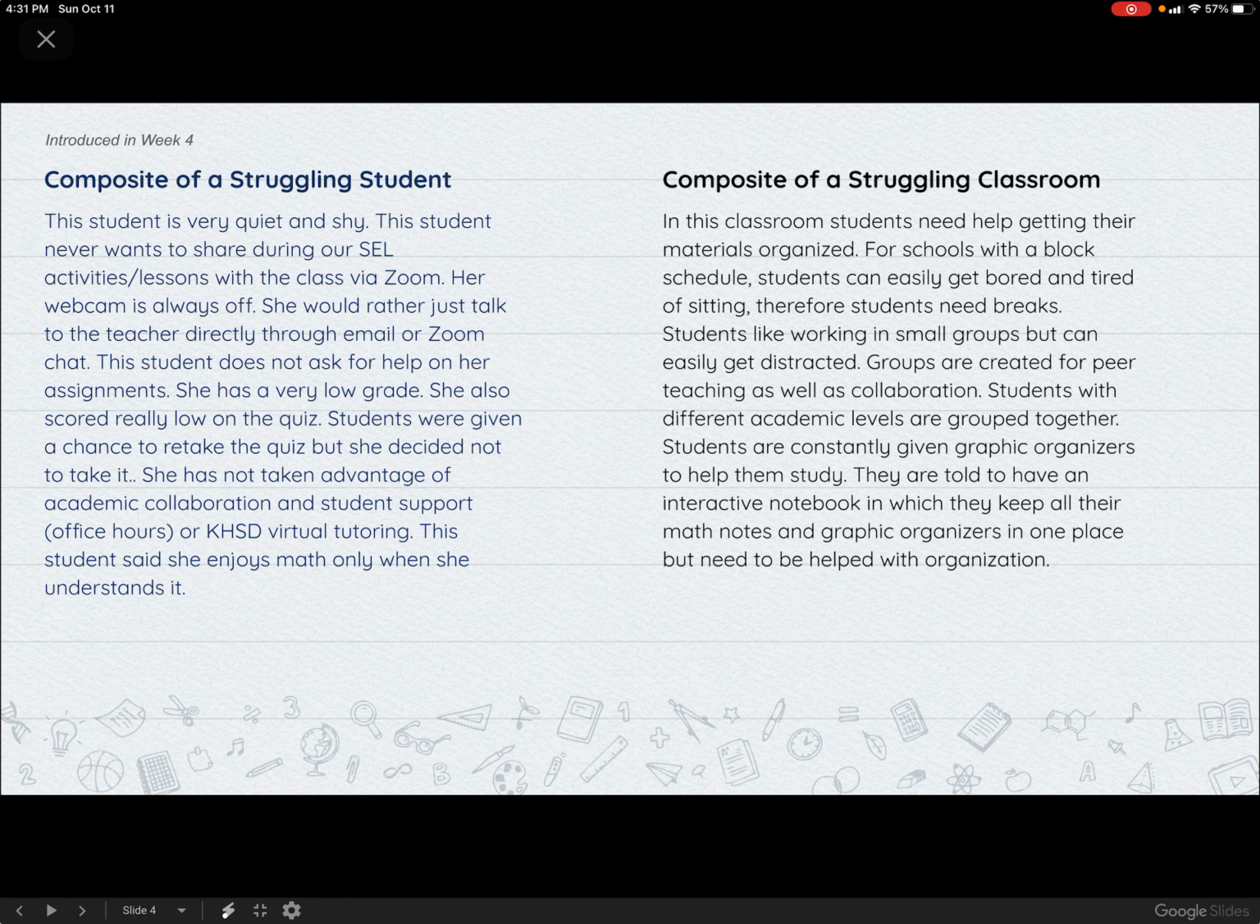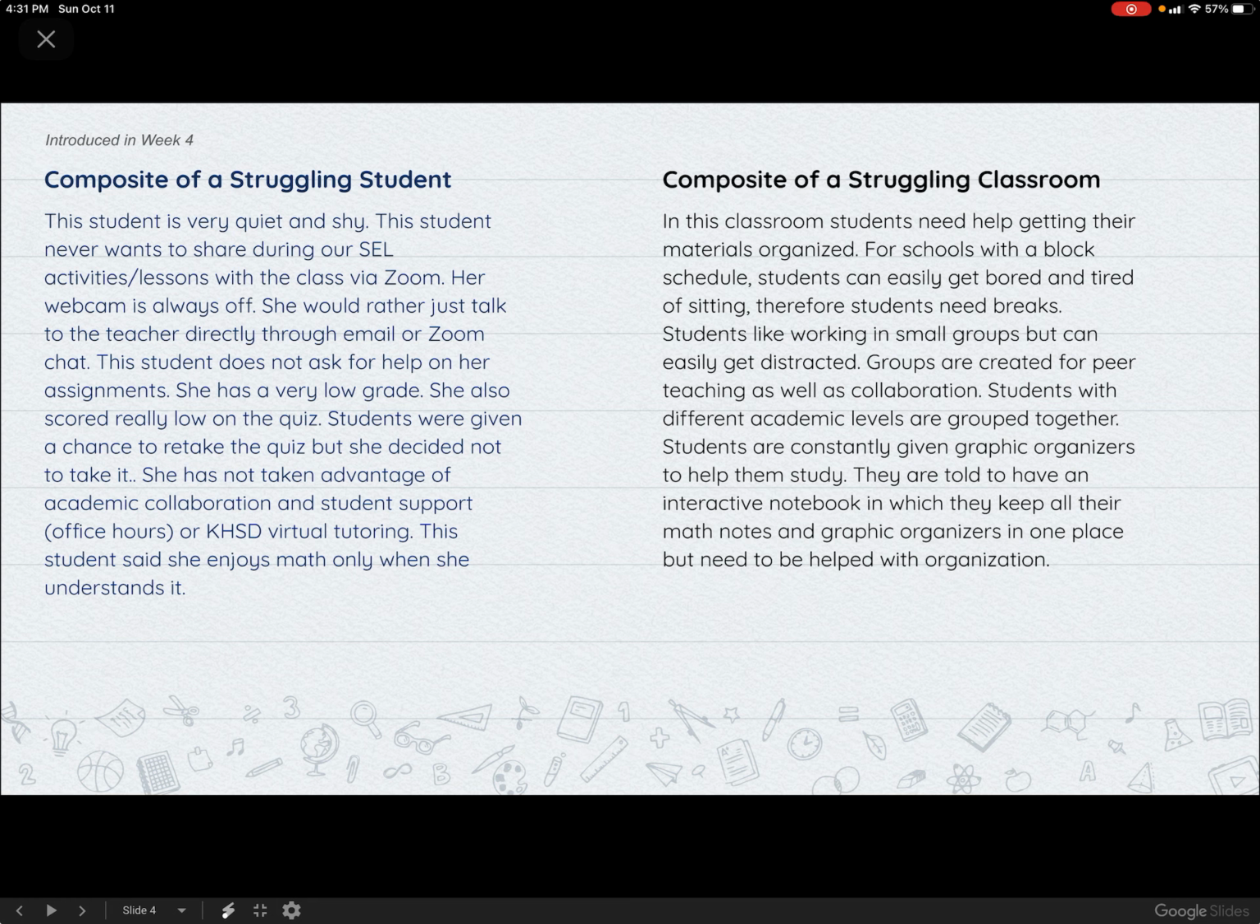She also scored really low on the previous quizzes. Every single student was given a chance to retake the quizzes, but she decided not to take it. She also has not taken advantage of the academic collaboration and student support, which are my office hours, or the Kern High School District virtual tutoring that they just announced a couple of months ago. This student says she enjoys math only when she understands it. She actually put this in one of the journals that I provided for them.